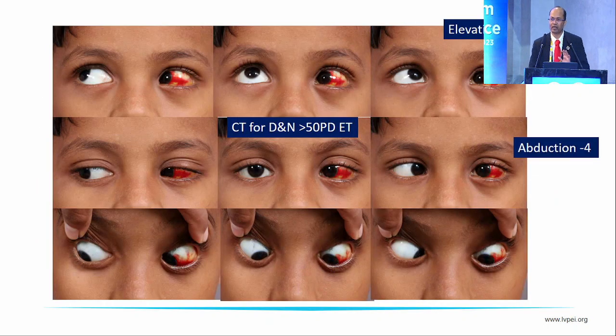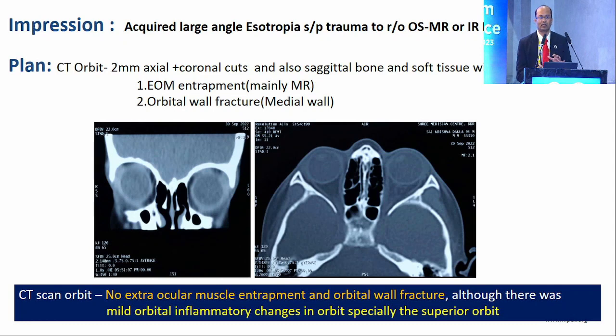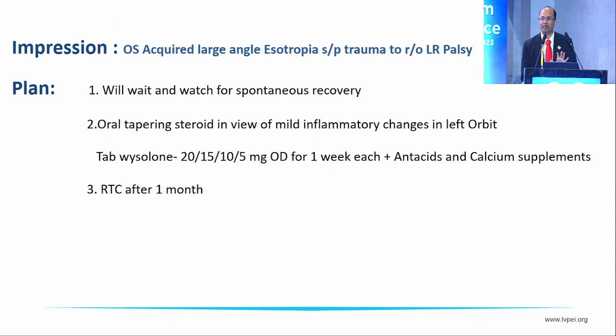Again, what we understand is that the strategy depends on the fact that there could be an underlying other muscle injury. So you need to investigate properly, ordering a CT scan or MRI to look for associated muscle entrapment. Having ruled out all those possibilities, this particular patient was treated with a tapering steroid in view of orbital inflammation.